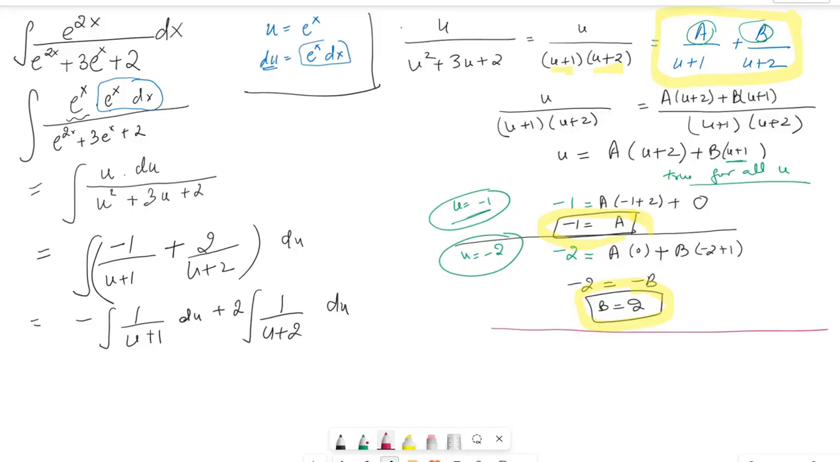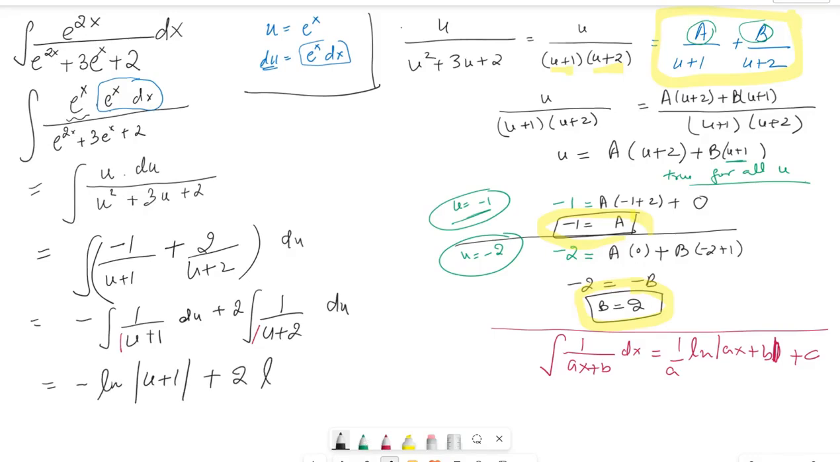For this formula for the linear factor in the denominator, the formula is ln of ax plus b divided by a, outside, plus c. In this case, the coefficient of u is just 1. That means this should be negative natural log of u plus 1 plus 2 natural log of u plus 2 plus c.